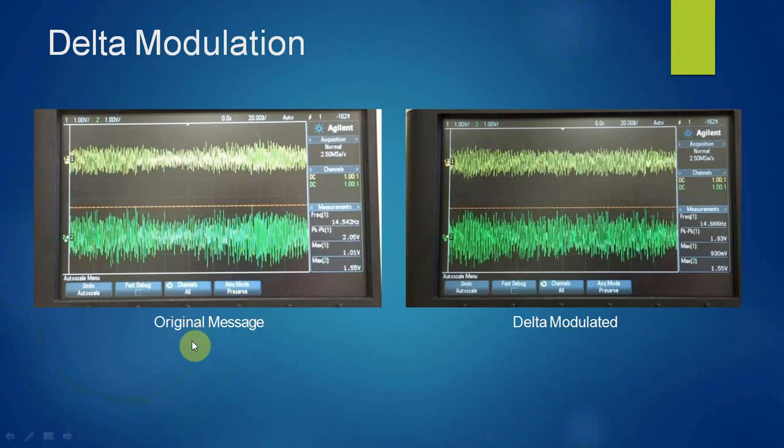Here is the original message, and here is the delta modulated signal. In case of the delta modulated signal, the original signal and the delta modulated signal would not be exactly equal.